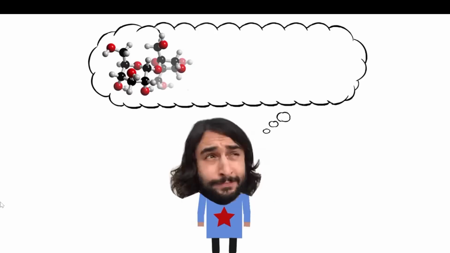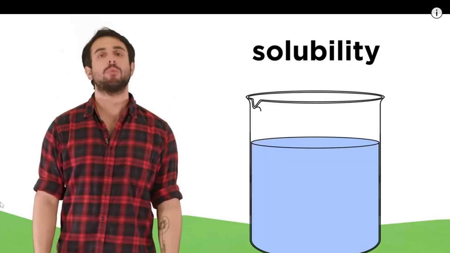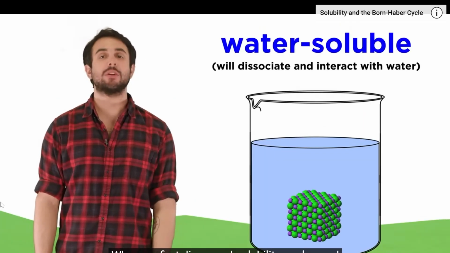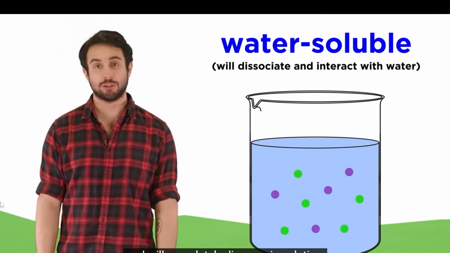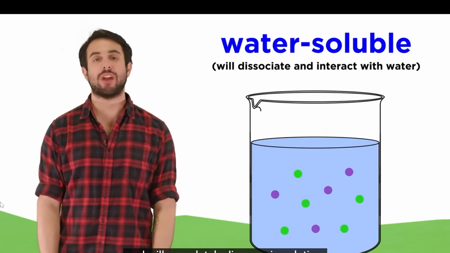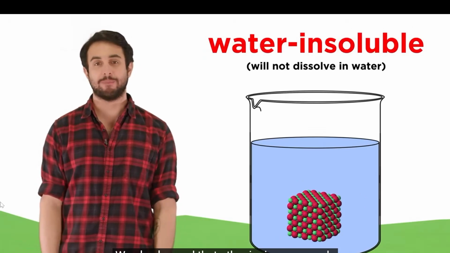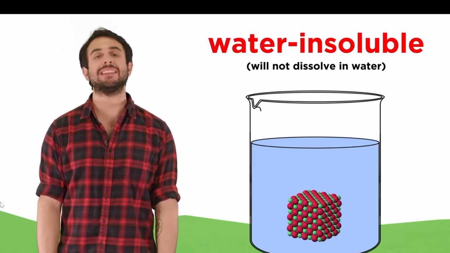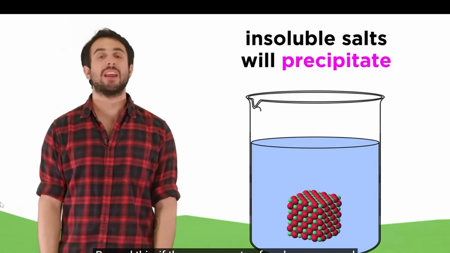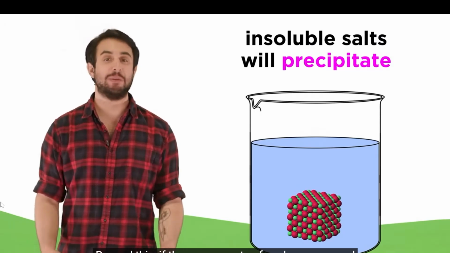Professor Dave here. Let's talk solubility. Professor Dave explains. When we first discussed solubility, we learned that some ionic compounds are water-soluble and will completely disperse in solution due to the ion-dipole interactions they will make with water molecules. We also learned that other ionic compounds are water-insoluble and will not dissolve at all, remaining completely in the solid phase. Beyond this, if the components of such a compound find each other in solution, they will precipitate.